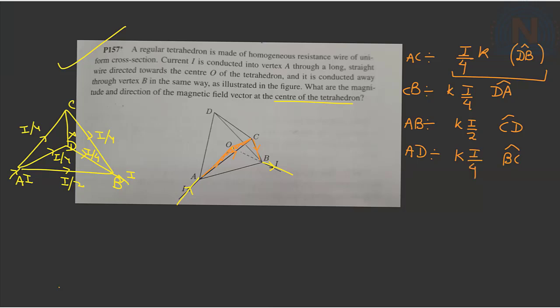That came. Who is left now? DB. Only these 5 edges are there. So for DB direction, what are we getting? AC cap. Check it. AC cap is coming. K is there in DB, and what is the current in DB? DB is I by 4. So finally, when I write the field because of these 5 edges, K was common, I by 4 was common. I got terms like DB cap plus DA cap plus 2 CD cap plus BC cap plus AC cap. That's what we got.